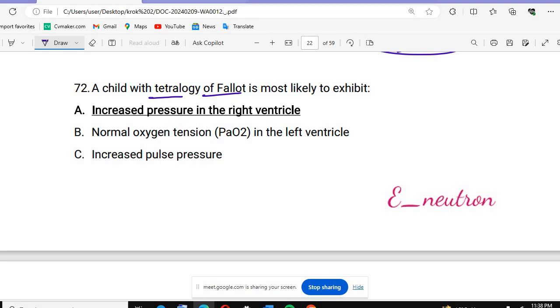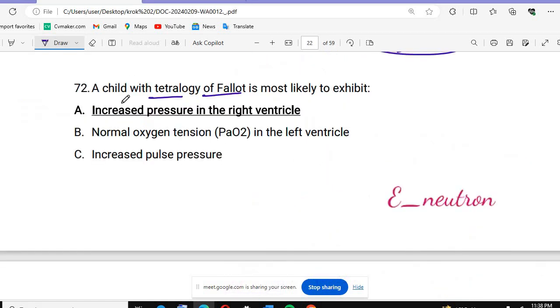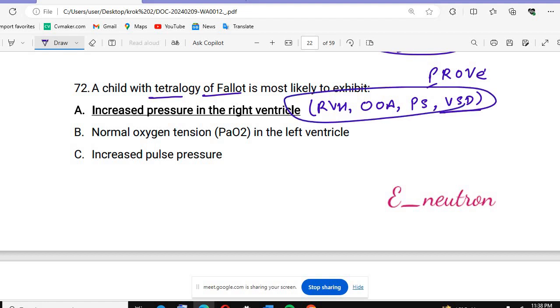So increased pressure in the right ventricle. Can you see there is a right ventricular hypertrophy? Along with that progressive pulmonary stenosis, ventricular septal defect. We have the cyanotic condition, right to left shunt. In that condition there is an increased pressure in the right ventricle, along with right ventricular hypertrophy and overriding of aorta. You can remember it with PROVE: P for progressive pulmonary stenosis, then right ventricular hypertrophy, overriding of aorta, and the ventricular septal defect. You must remember this by heart.